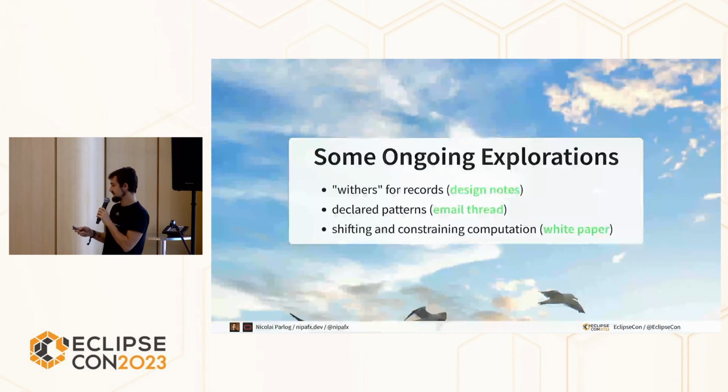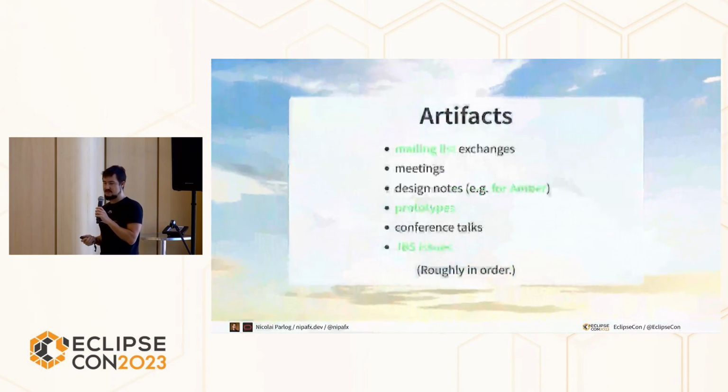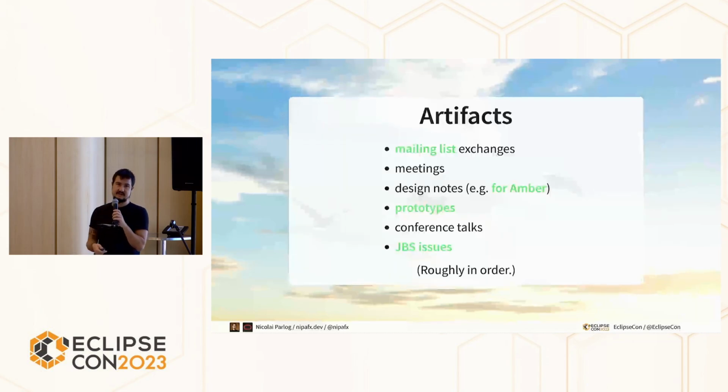There are a few more ideas here, and you can see white papers, email threads, design notes. All of those things are very unstructured. People are doing this any way they want, and that's true. These are not specified. These can be mailing list threads and changes. People have meetings and design notes over them. Often prototypes are being developed. Often more than one, actually.